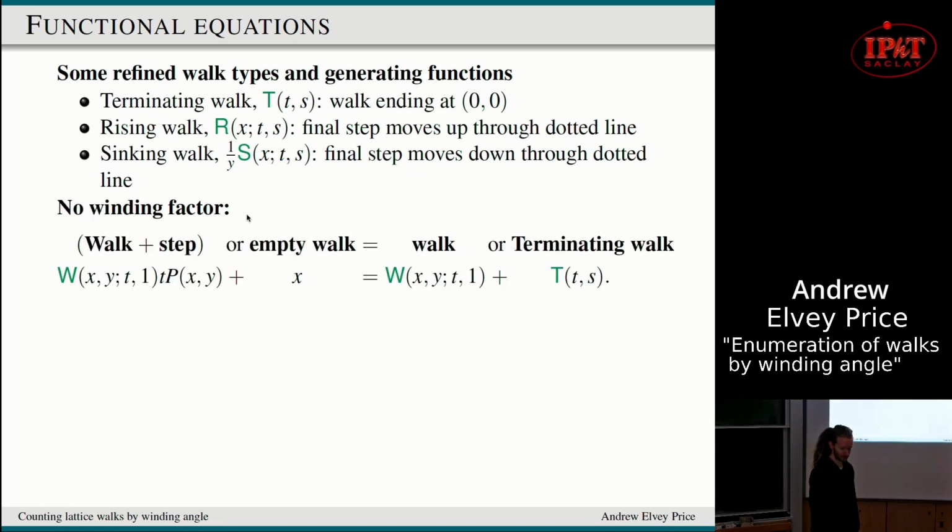Okay, and so to write functional equations, as before, if we don't consider the winding factor, we get an equation that looks similar to before. A walk is either an empty walk, which now has value x because it starts at (1,0), or it's a walk with an extra step on the end. Now P(x,y) is a Laurent polynomial which has the information of the step set inside it.